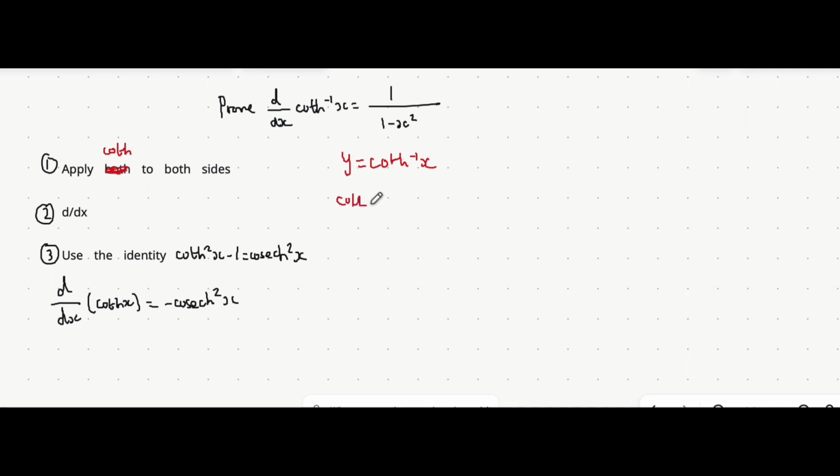But yeah, let's apply coth to both sides of this expression. So coth of y for the left hand side will be equal to, well, coth cancels out with the inverse of coth, leaving you with just x on the right hand side. Step number 2, we differentiate both sides of the expression with respect to x.